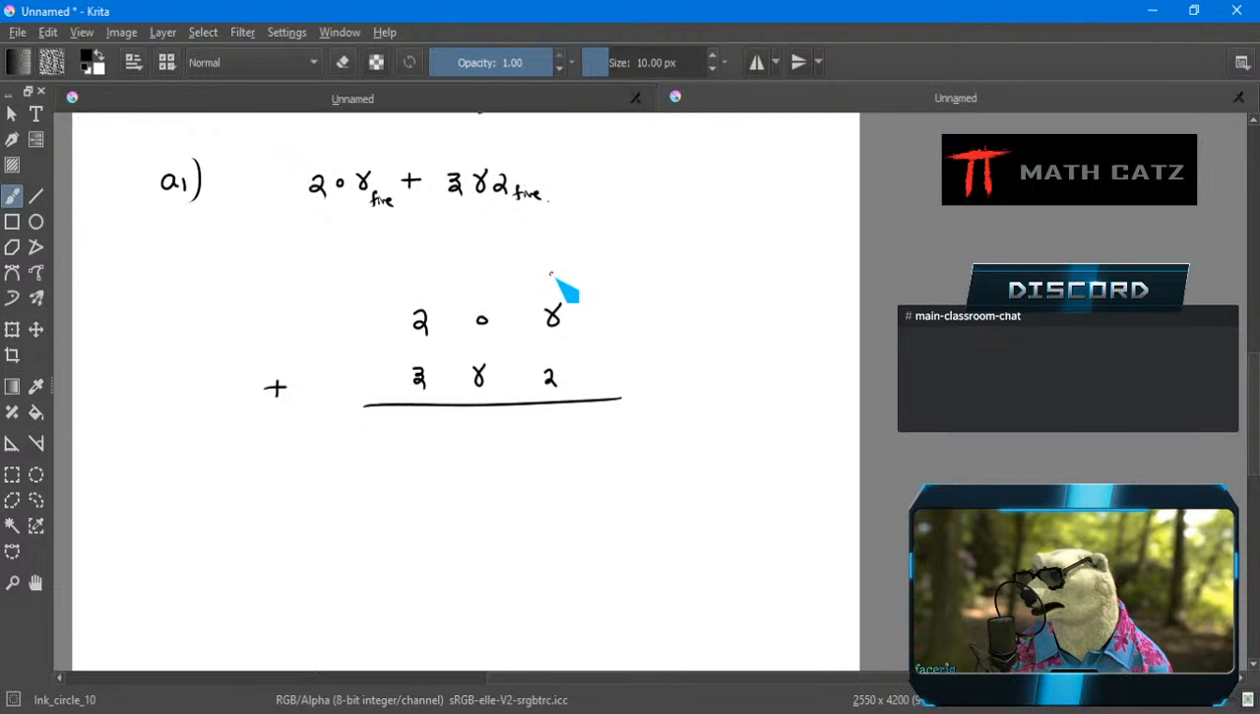Anyway, I'm going to go to my ones column. Now I'm still going to keep my language when I say these things in words. Otherwise, it would be too foreign for me. 4 plus 2 is 6. I don't have a 6 symbol. I am going to carry over one group of 5 and have one left over.